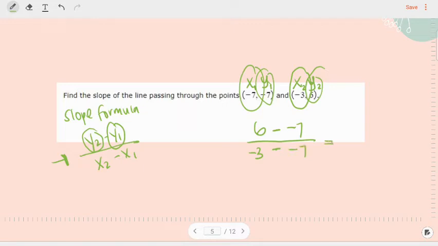To simplify by hand, subtracting a negative is like adding, and I would just type that into my calculator. Or you can literally type 6 minus -7 in, and -3 minus -7. But 6 plus 7 is 13, and -3 plus 7 is 4. So my final answer simplifies to 13/4. And no, I don't change it to a mixed number. Slope is a fraction of rise over run, and I don't want a whole number and then my rise and my run. I just need my rise and my run.